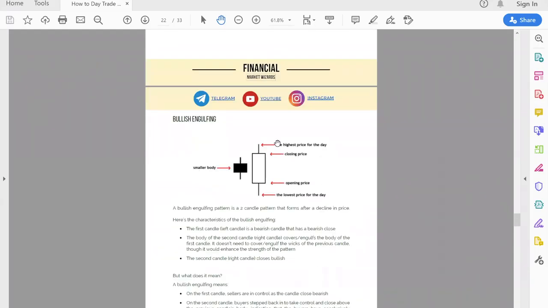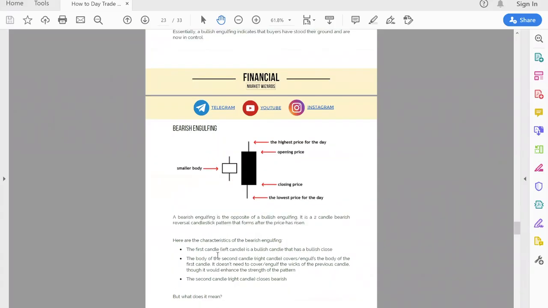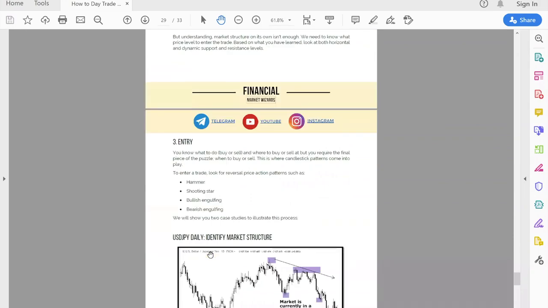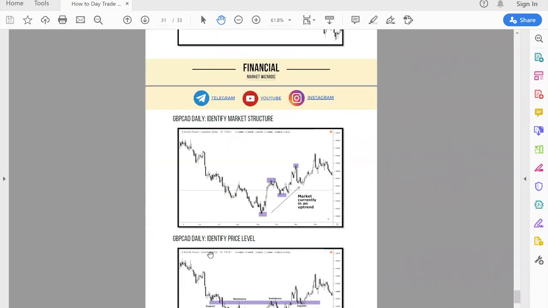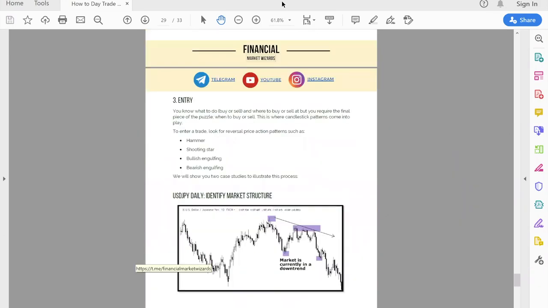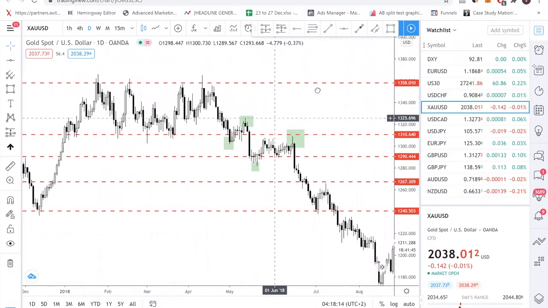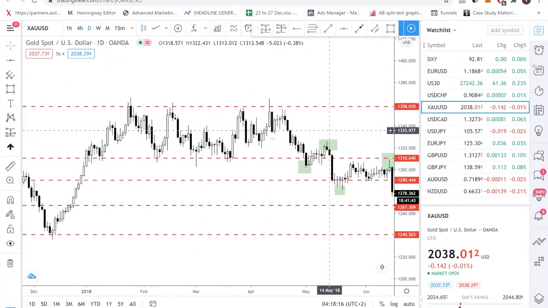You have your engulfing as well over here. Okay, so all these are provided over here, so I will not go into that because it's here. But I want to show you in the charts how we identify them. So let's go back to the charts and look at some engulfing patterns first.